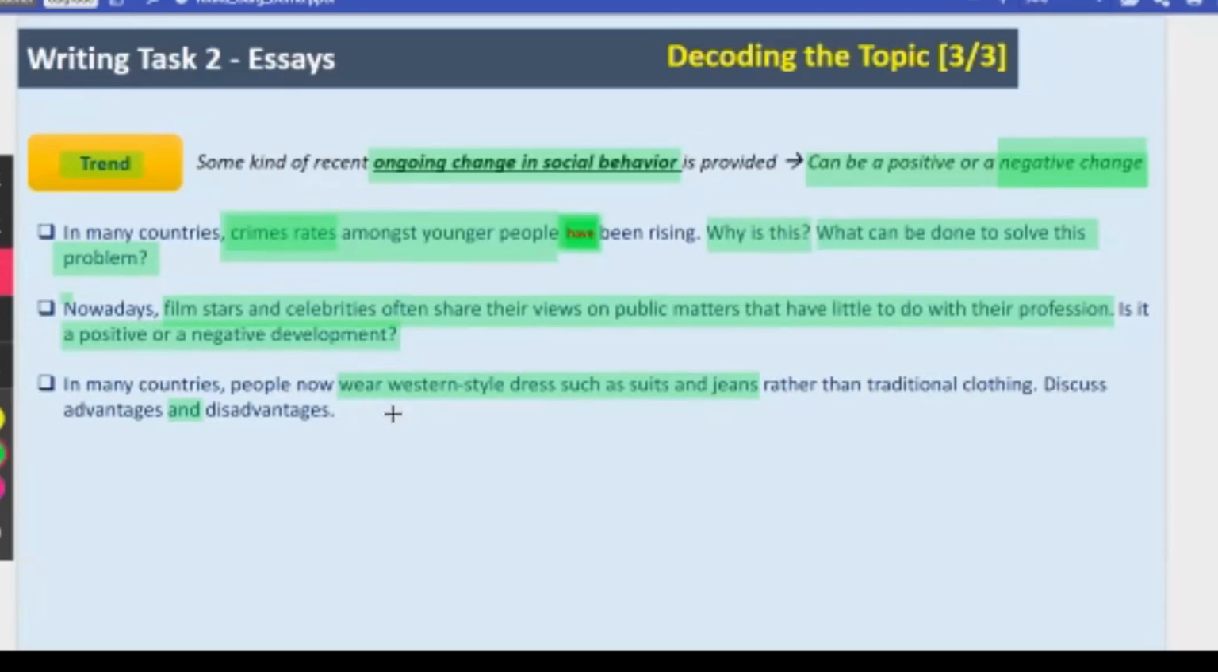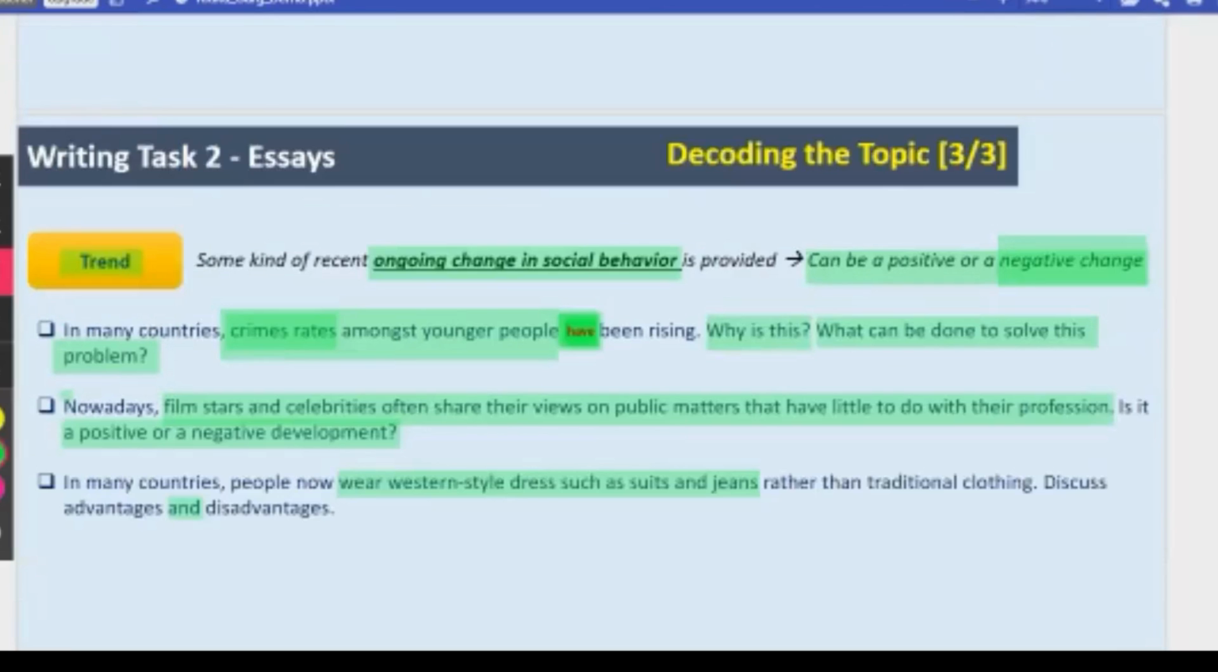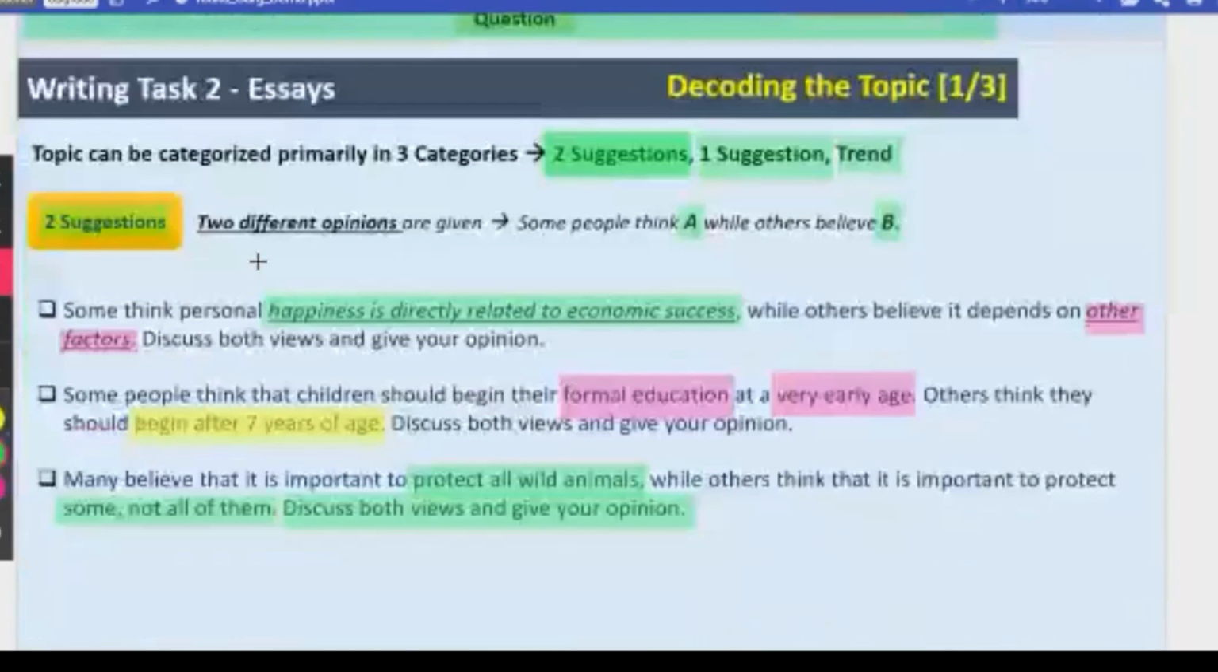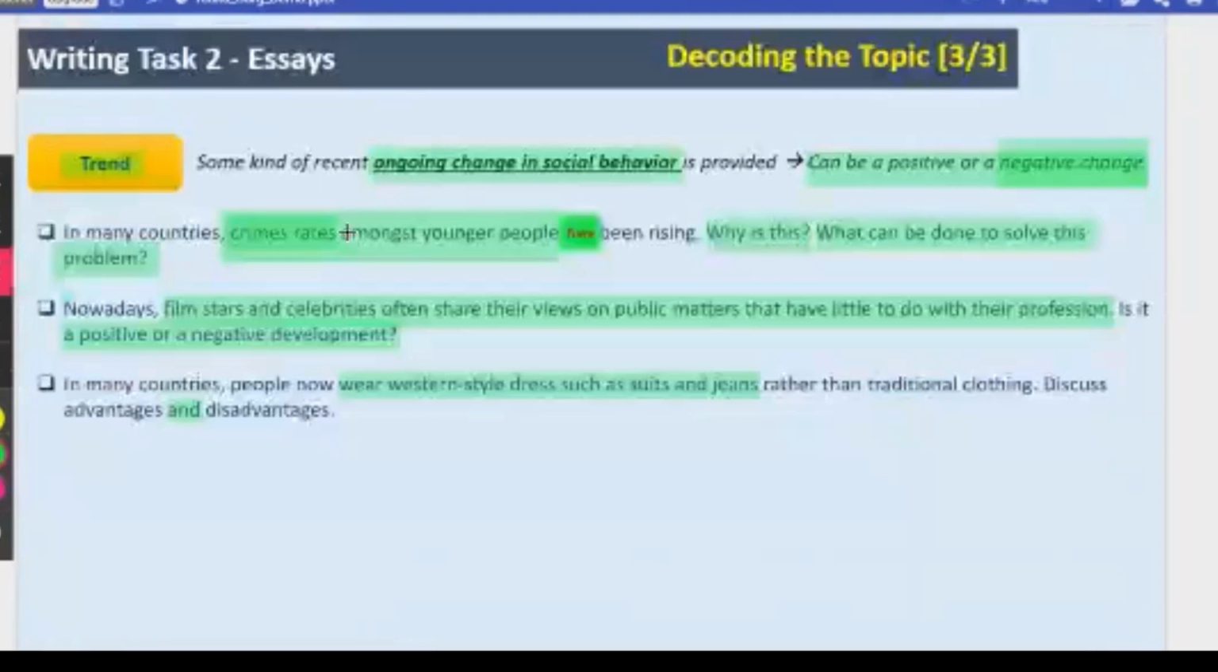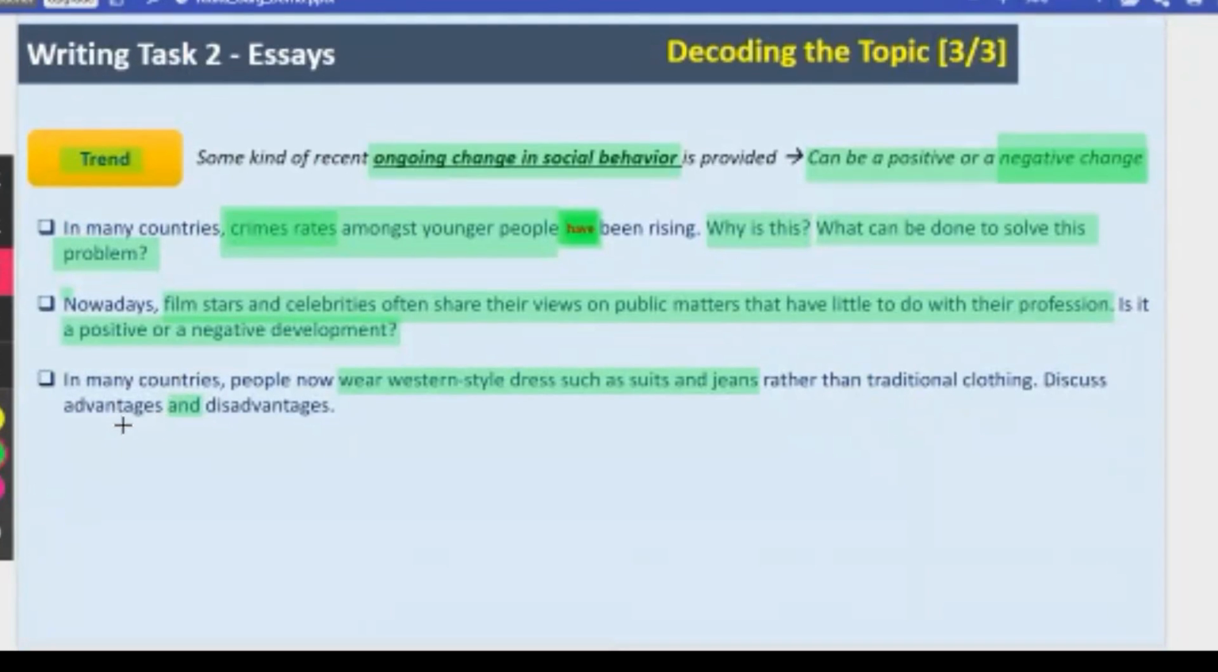In this way, we can decode the topic in 3 ways. First one was 2 suggestions, like some people suggest A while others suggest B. 1 suggestion, some people suggest only something, and you have to either agree, disagree, or identify whether advantages outweigh the disadvantages. And when we have a trend, it may be a problematic trend. In that case, you will be asked to list down the reasons and problems, or you will be asked whether it is a positive or a negative development, or you may be asked to list down both advantages and disadvantages. So this is all from my side.